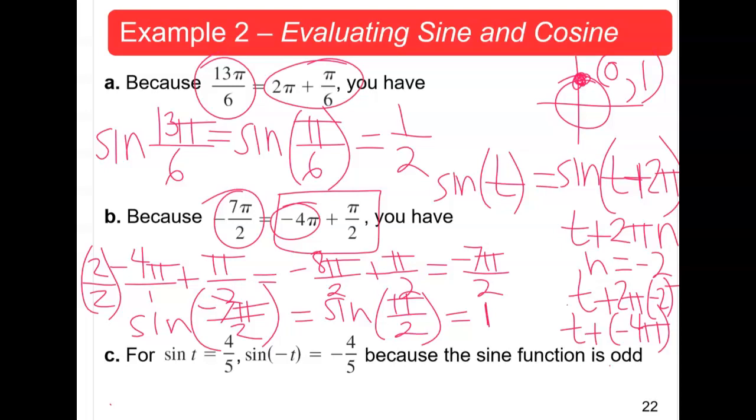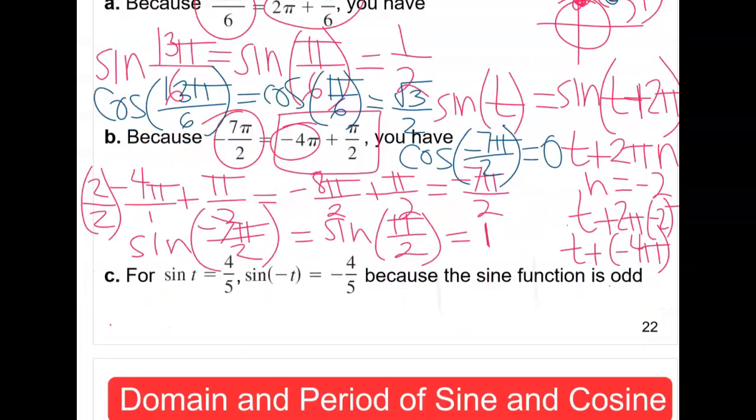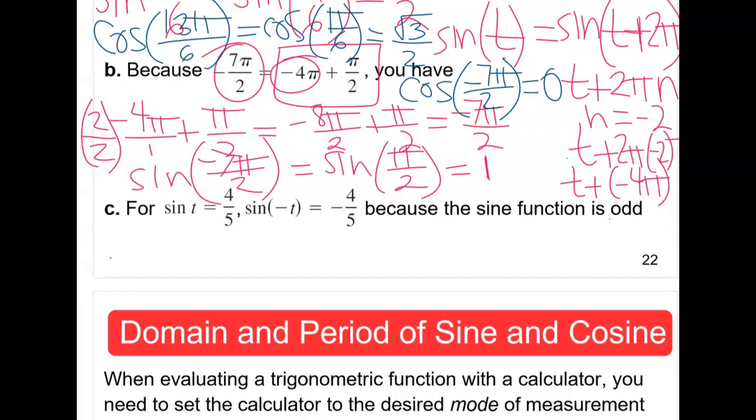And if we want to write the cosine of negative 7 pi over 2, it will be the same as the cosine at pi over 2, which is given here by the number 0. And here cosine of 13 pi over 6 is the same as the cosine of pi over 6, which happens to be the square root of 3 over 2. If you don't remember, don't worry, you will remember by the end of the summer. Just check your notes.